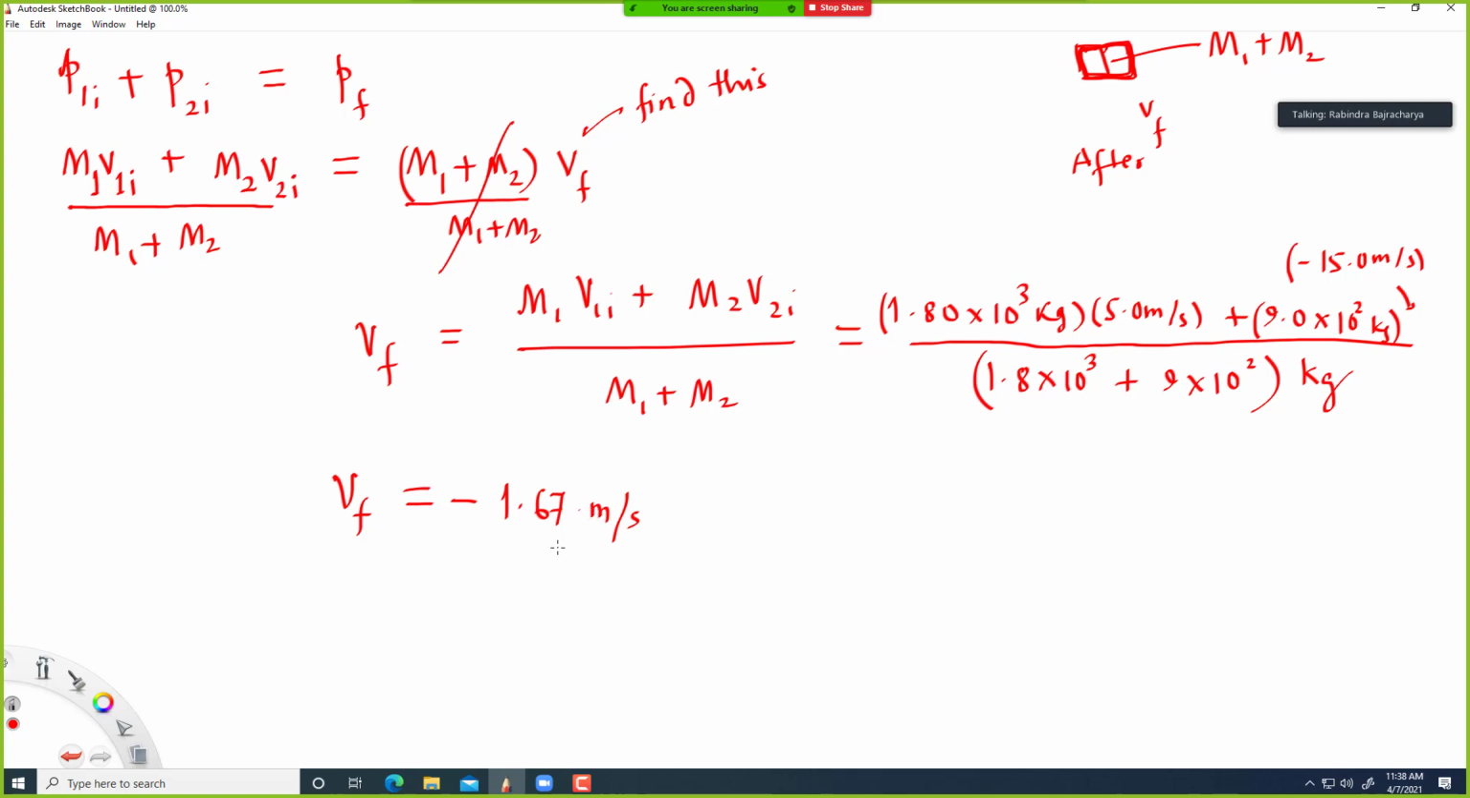Okay. So this negative sign means the combined mass will move in the left direction. So this vF is a vector, 1.67 meters per second, and the negative sign means towards the west, or towards the negative x-axis. Okay, just say west.